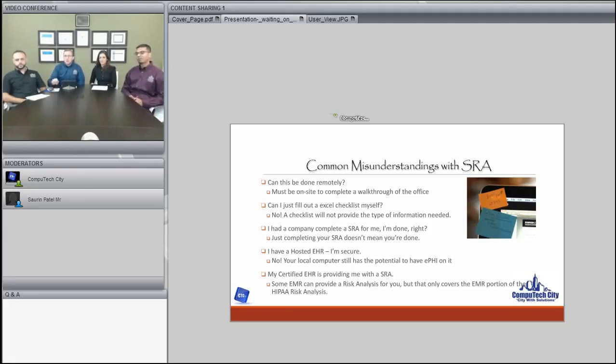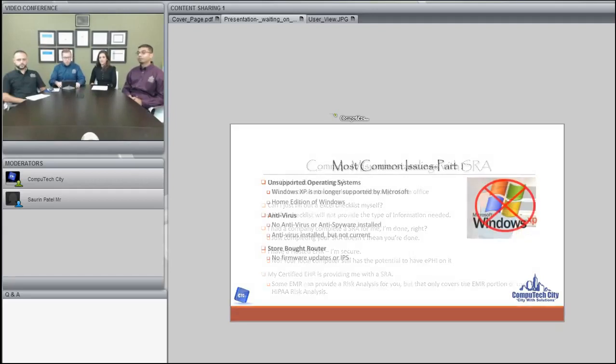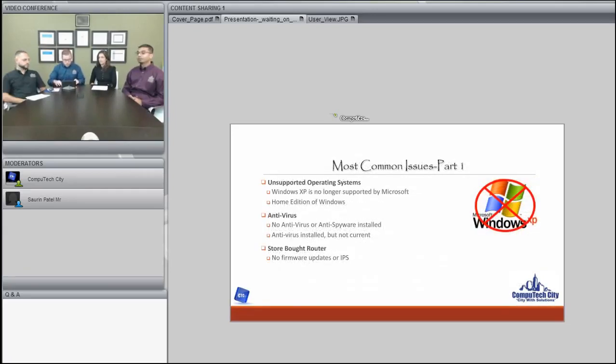So next we're going to talk about the most common issues. I'm usually the one that's on site doing all the security risk assessments, so these are what I mostly see. The major one is unsupported operating systems. Windows XP is no longer supported by Microsoft, so without those critical security updates, your computer and network become susceptible to harmful viruses, spyware, and other malicious software.